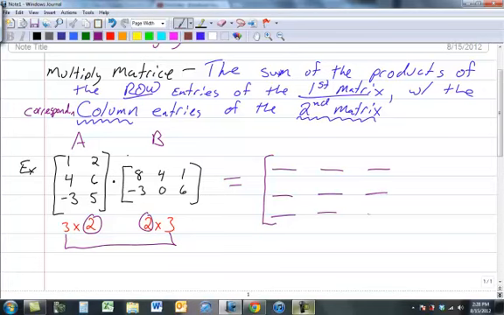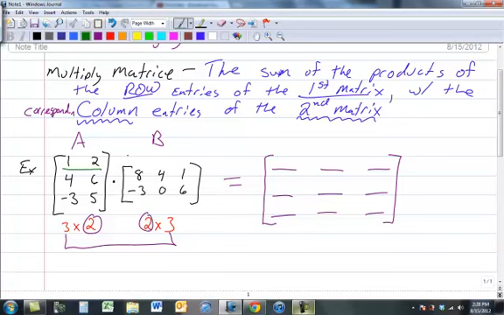I know what you're thinking, Smith, this is some wonky stuff. How is that going to happen? All right, so here's what's up. We're going to multiply matrices. It's the sum of the products. Products is the key word I want to focus on now. Of the row entries of the first matrix, so we're going to be talking about the rows here, with the column entries of the second matrix.